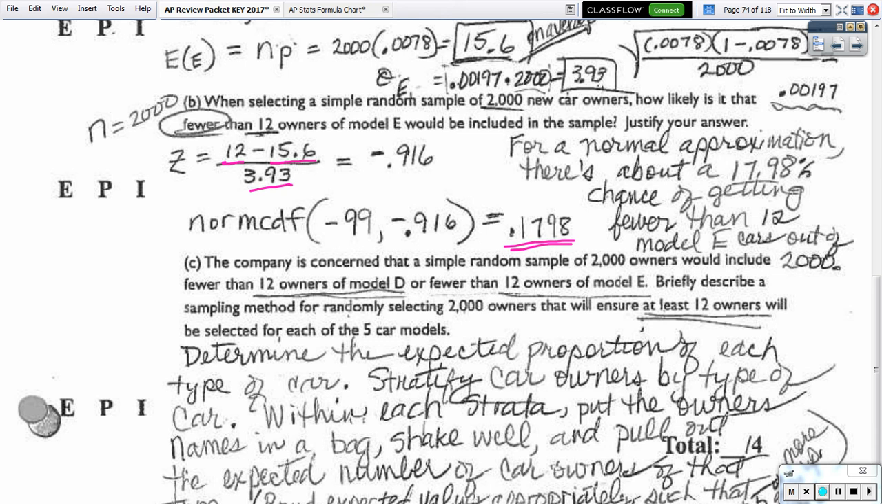Okay, and so then I get, for the normal approximation, norm CDF below that, and I get about 17.98%. Okay, carefully, since this is talking about number of owners, and that's a discrete amount. You know, you're not going to have a part of an owner. I really do think that the binomial method is better. And so I'm going to show that to you real quickly. Basically, let me go ahead and write that out, and then I'll show that to you.